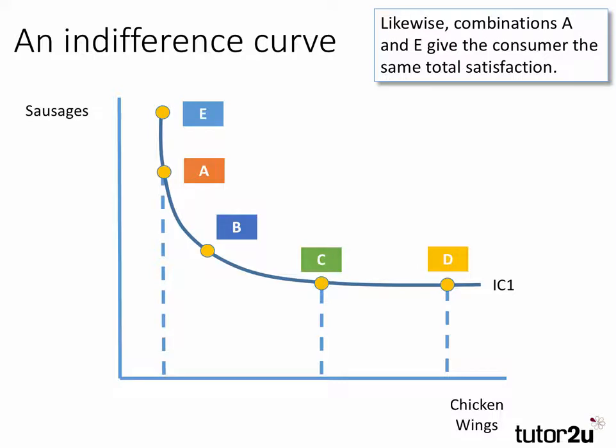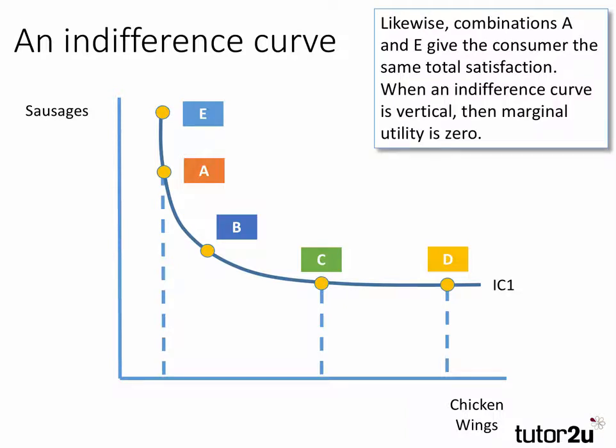And likewise, if we go up the indifference curve and think about a combination A and a combination E, the consumer is indifferent between those combinations. They give the same total satisfaction. When an indifference curve is vertical or horizontal, the marginal utility of extra units is zero.